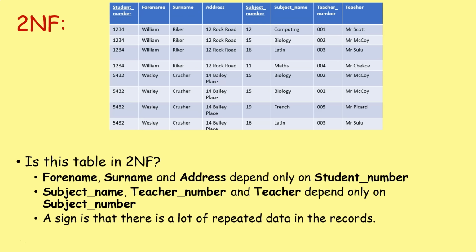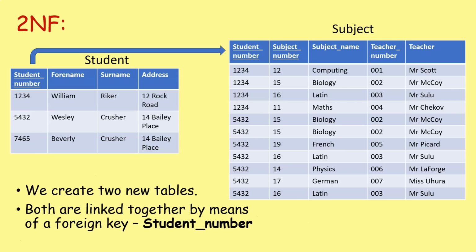So again, to make it second normal form, we have to make some changes. We create two tables. Both are linked together by means of the foreign key student number. So student number is obviously a primary key for student, and we can use that to link to the correct subject in the subject table.